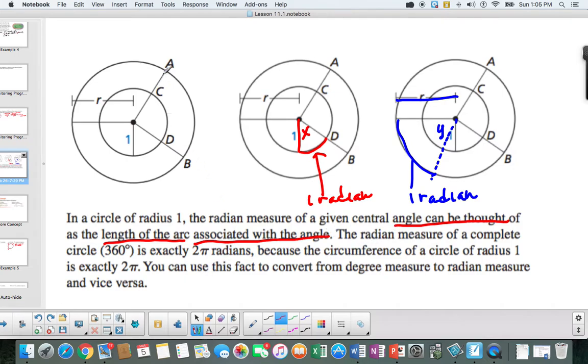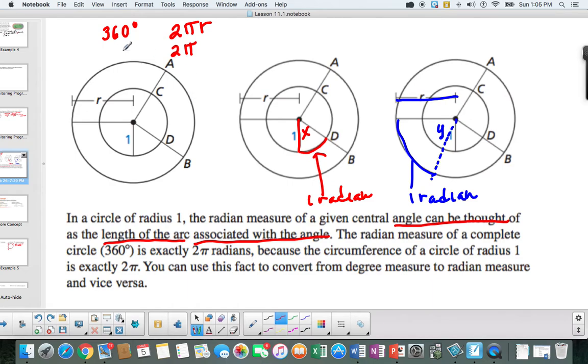Now what's interesting is that going all the way around is 360 degrees for us. Well, going all the way around in terms of radians is 2 pi r. So it's 2 pi radians. If it happens that the radius is 1, it'll be 2 pi. That's how many radians there are in every circle, not just a radius of 1, but in all circles. It's 2 pi of these radii.